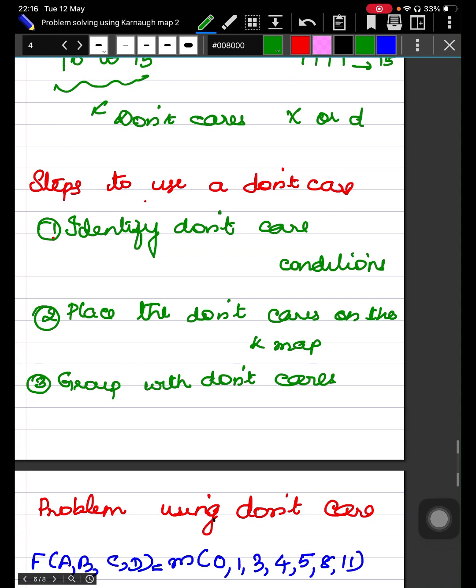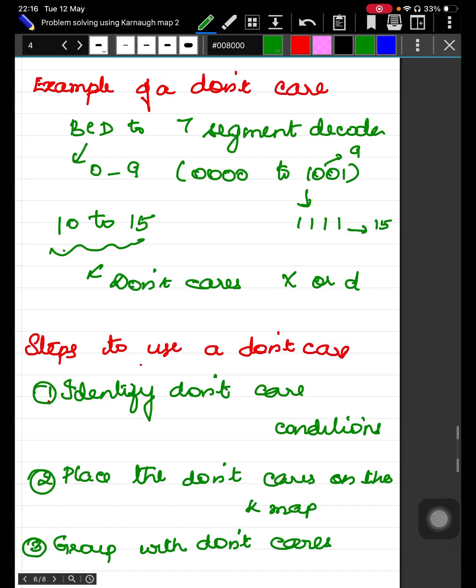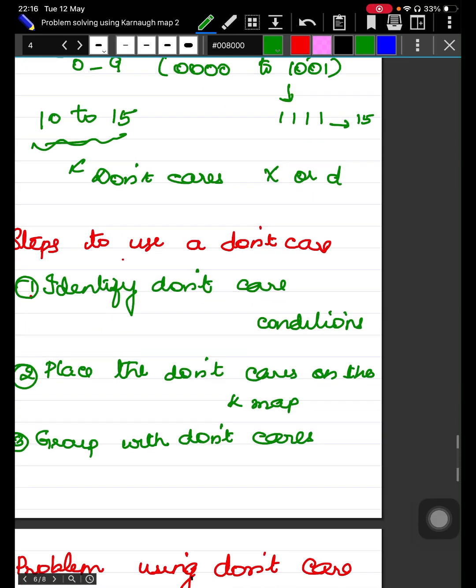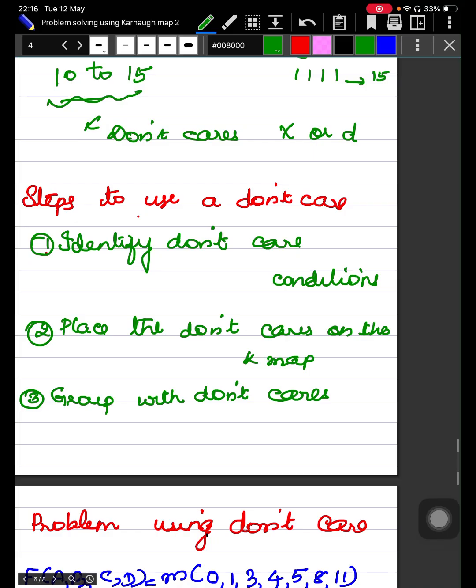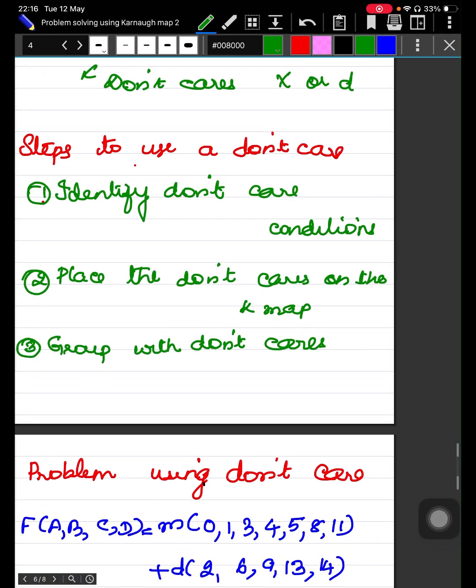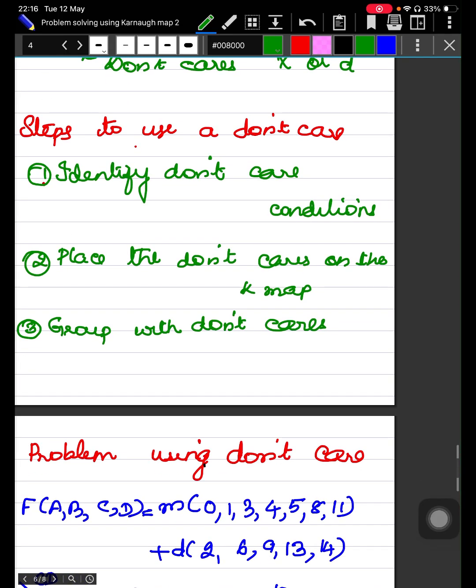So, steps to use a don't care. Identify the don't care conditions. First one, as we did in this case, we identify 10 to 15 as don't cares. Similarly, for your problem also, you have to identify them, or else it will be directly given. Since you are beginners, in most of the cases, the don't cares will be directly given. Place the don't cares on the Karnaugh map, right? And then, as usual, you group with the don't care.